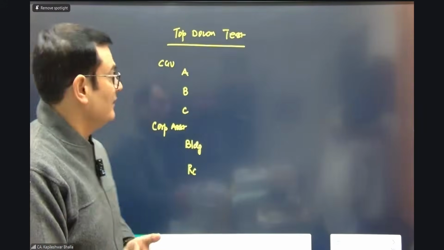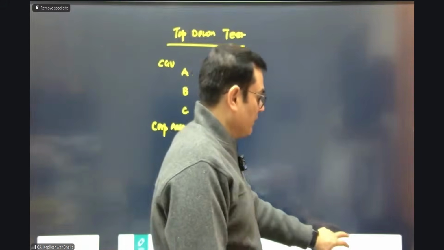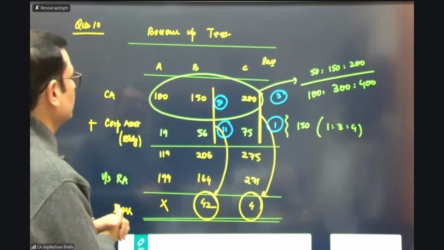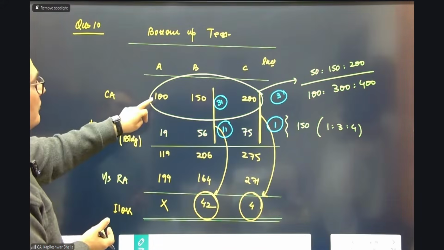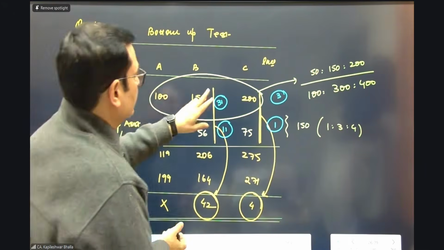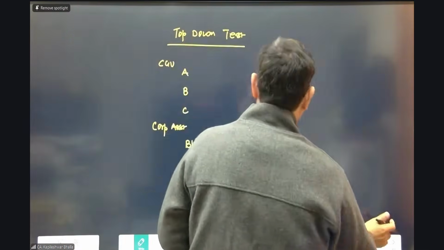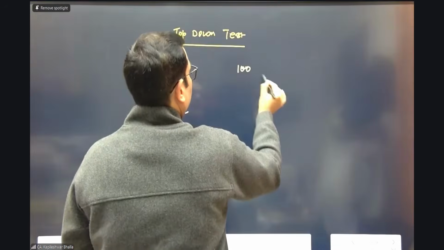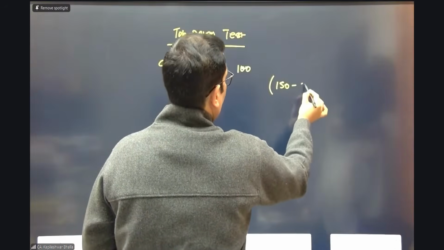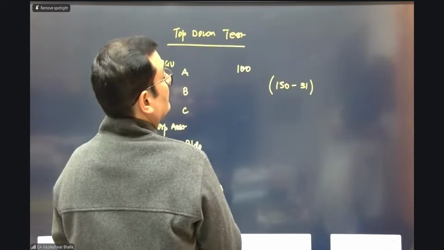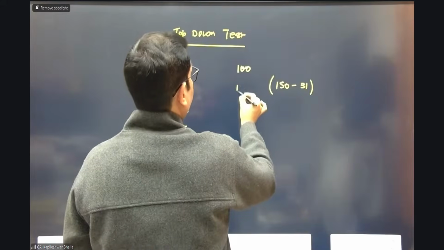Okay, so now let's take the revised values of the asset. So in this particular case, this is 100. It remains at 100. This is 150 minus 31. So this is 100 and this is 150 minus 31. I guess that comes to 119.